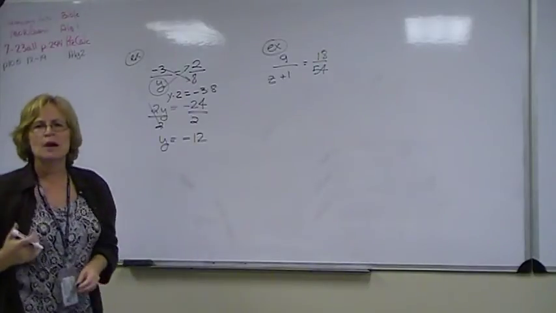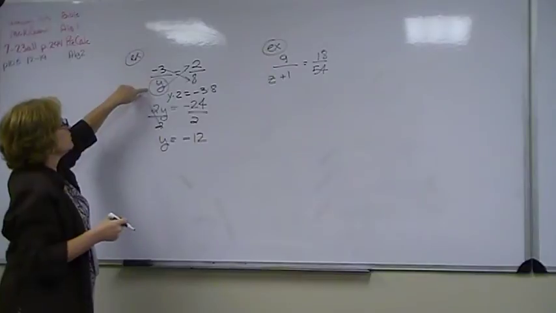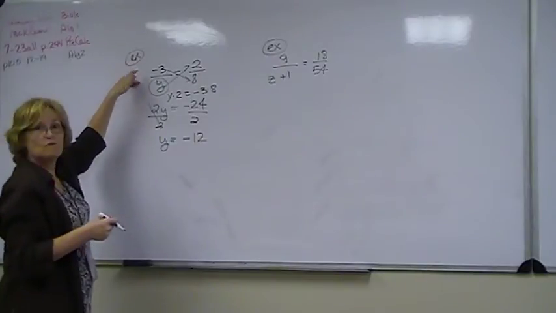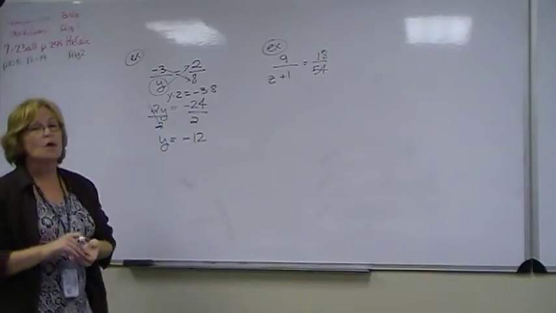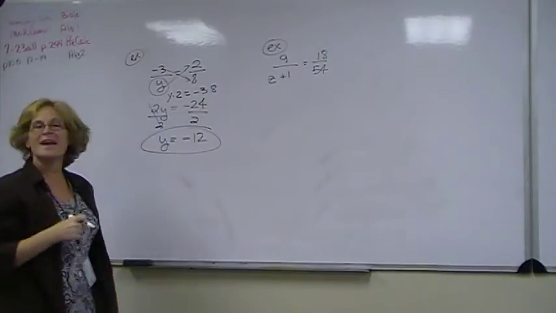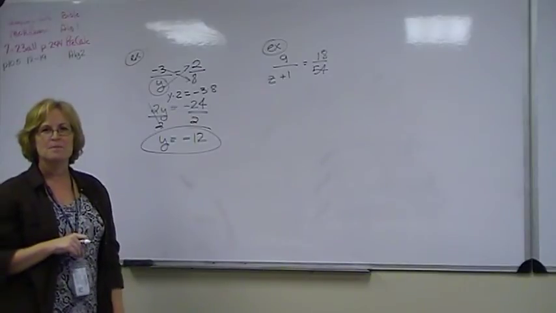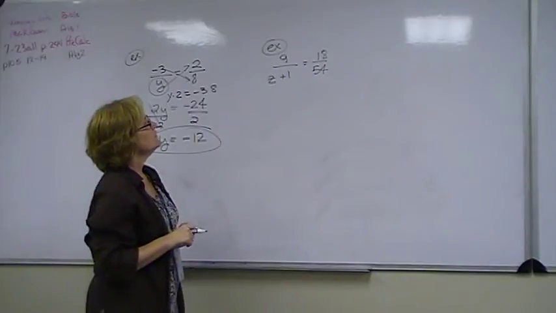How can I make sure I'm correct? Plug it in. -3 over 12 reduces down to -1/4. And 2 over 8 reduces down to 1/4. Boom, boom, check, check. My missing value is y is equal to -12. So let's do the last example.